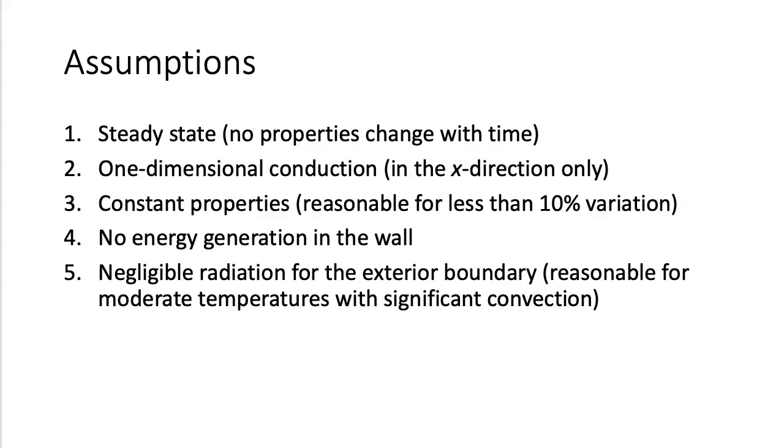Our fourth assumption is that there is no energy being generated in the wall, which is again based on the problem statement because it does not include any indication of internal heating. Our fifth assumption for this problem is negligible radiation for the exterior boundary. This is a reasonable assumption for an opaque wall and for lower temperatures combined with significant convection at the exterior boundary.